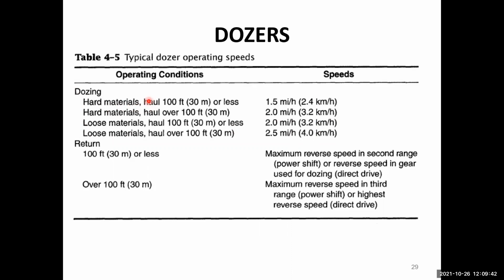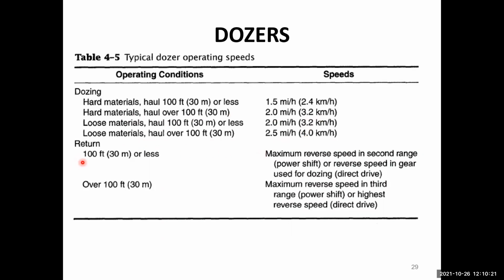For example, if the materials are hard and the haul is about 30 meters or less, then the speed will be 2.4 kilometers per hour. If the material is to be hauled more than 100 feet, then the speed would relatively increase to 3.2 kilometers per hour. In the loose material, the speeds respectively for 30 meters or less and more than 30 meters haul distance are 3.2 and 4 kilometers per hour.